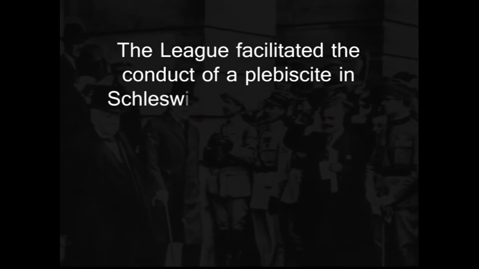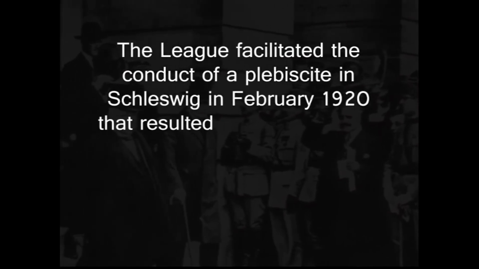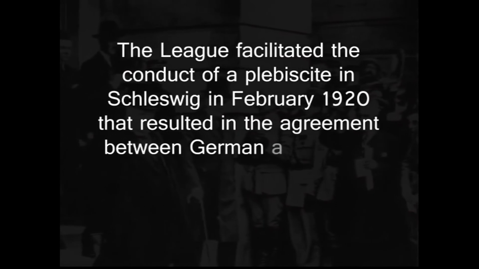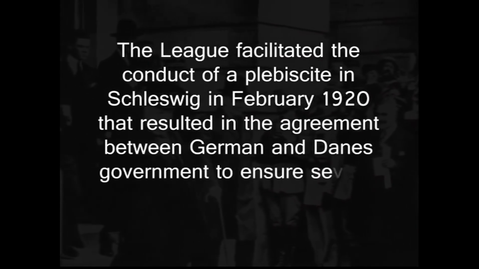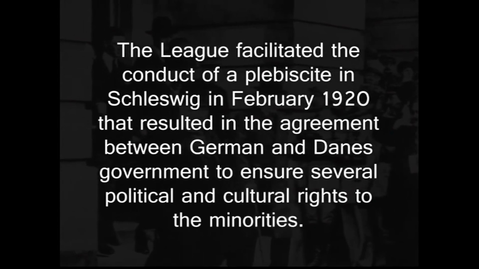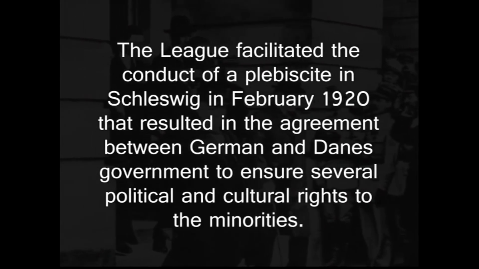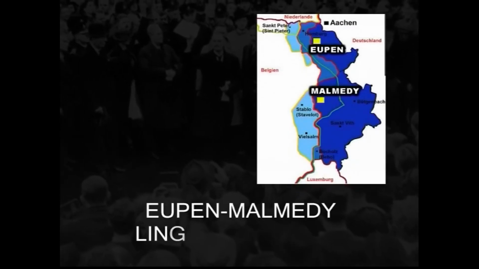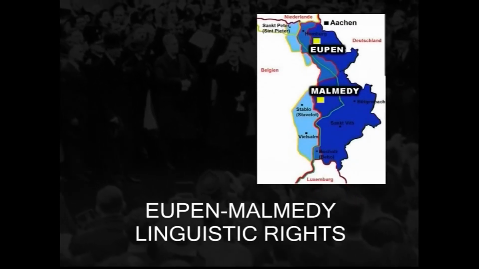To cite a few important cases of the League's role and interventions in this regard, the League facilitated the conduct of a plebiscite in Schleswig in February 1920 that resulted in the agreement between the German and Danish governments to ensure several political and cultural rights to the minorities. Similarly, in the case of Eupen Malmedy, linguistic rights were granted through a plebiscite. It can be said that the intervention of the League had been numerous.